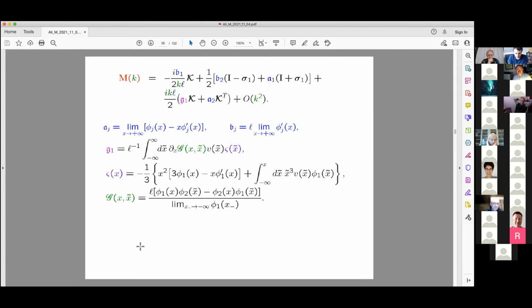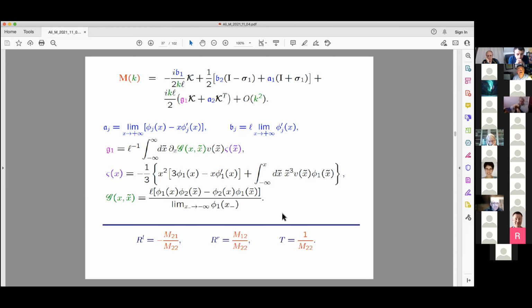So this is the expansion for exponentially decaying potentials. It's the same expansion, I just wrote it in a more compact notation, introducing these A's and B's. They are just asymptotic values of phi1 and phi1 prime at x plus infinity. So we solve this at x minus infinity, and then we have the solution. From there, you can get other asymptotics, and they enter in this formula. Again, this G1 is determined in terms of this curly G and this zeta, and both of them are given in terms of phi1 and phi2.